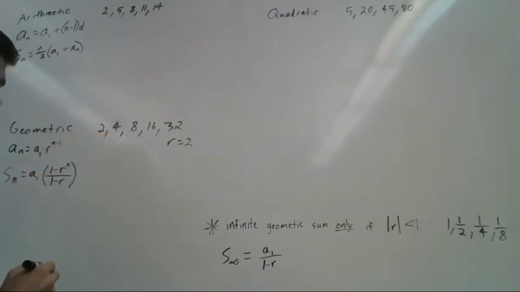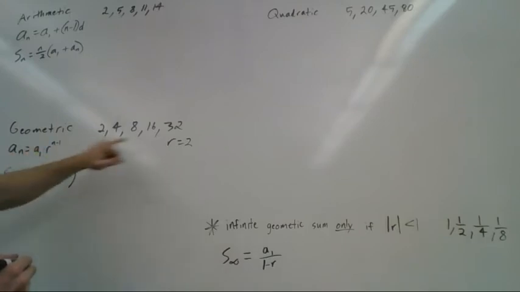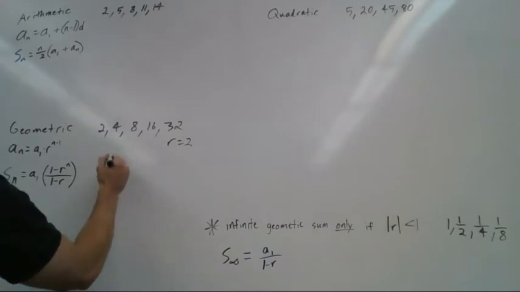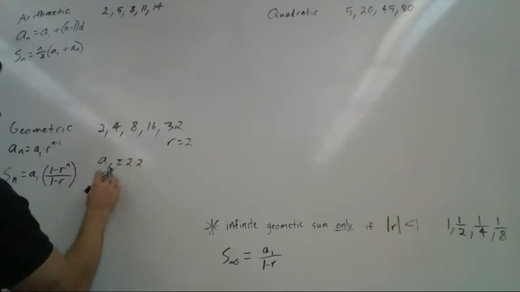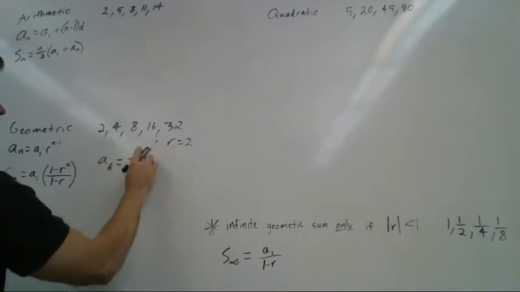So now that we have r, we have the first 5 terms. Let's do this again for the 6th term. Again, we could brute force it, but let's see if our formula works. a_6 is equal to the first term, which is 2, times r, which we found to be 2, to the n minus 1. 6 minus 1 is 5.